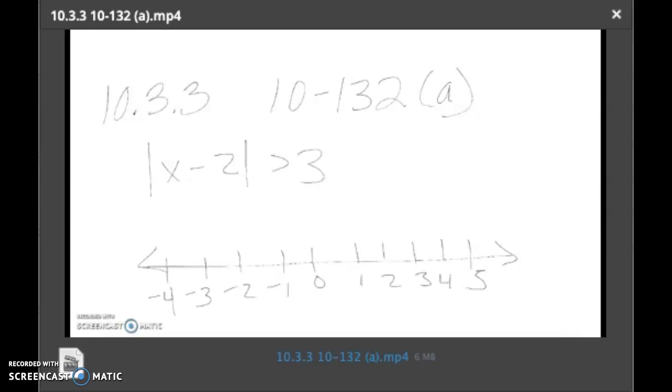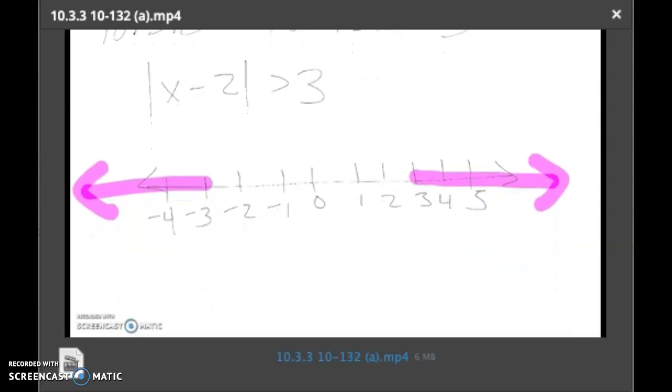So what this problem is saying is what's inside of my absolute value has to be more than 3 units away from 0. And it can be more than 3 units away from 0 in either direction, okay? So it needs to either be more than 3 units away in this direction, so to the right, or more than 3 units away in this direction, to the left, okay? So what we're going to do is we're going to set ourselves up with two different inequalities to solve here.